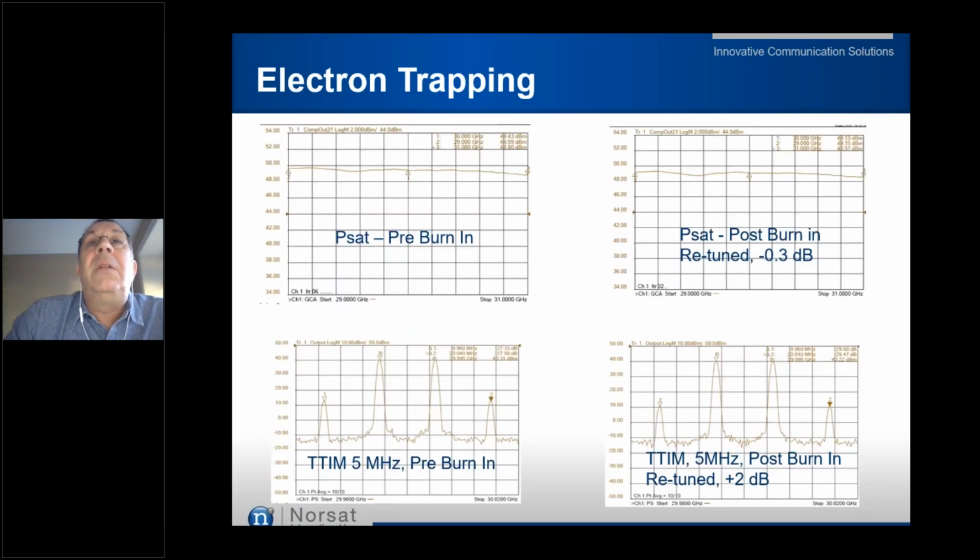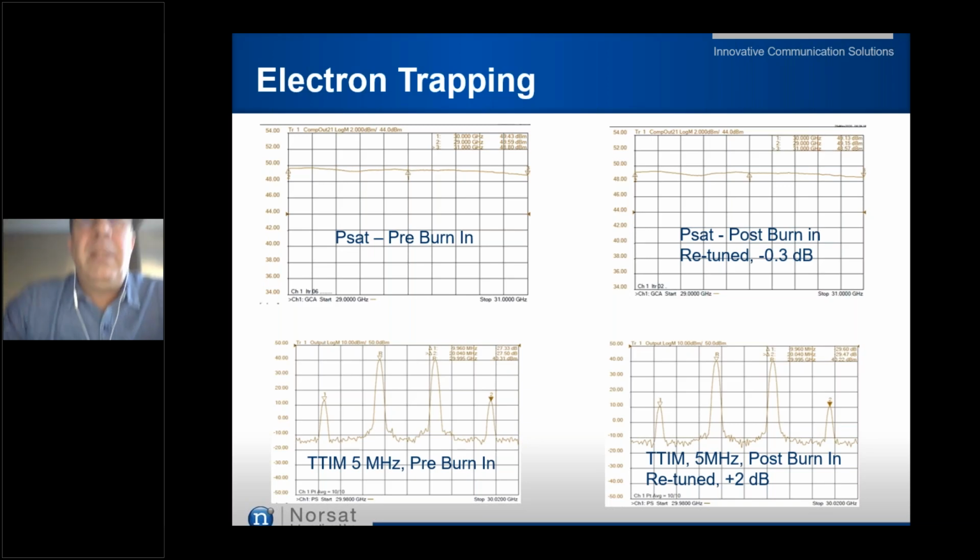Here you can see PSAT pre-burn-in and then post-burn-in. It's hard to tell, but there's about a negative 0.3 dB difference after the amplifier is retuned. So what does this mean from a buck point of view? It means when we design, we have to make sure that the buck that's sold is rated with the PSAT after the burn-in. If we're going to lose a little bit because of this electron trapping effect, then we have to design for that and initially have a bit more margin, because we know we're going to lose a little bit of power during that initial burn-in.